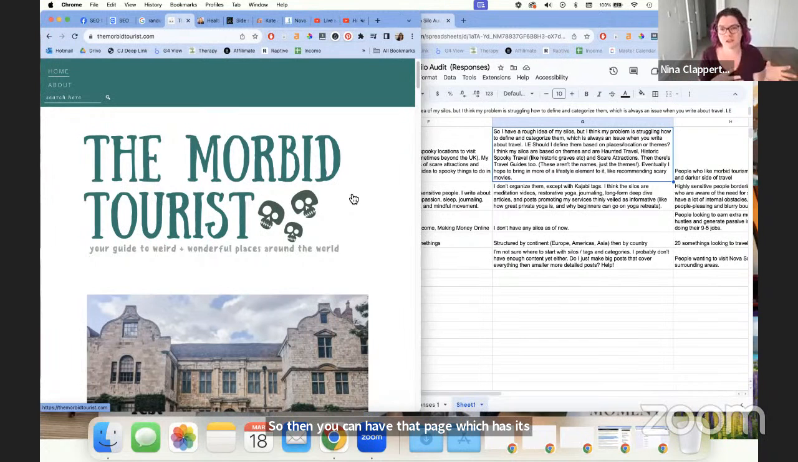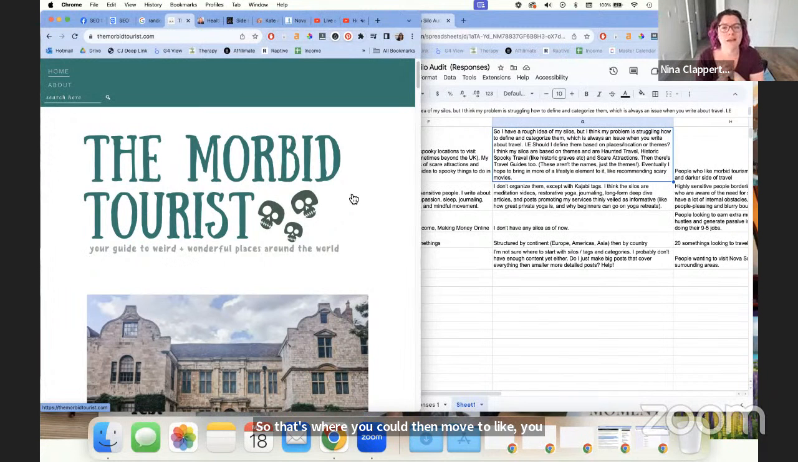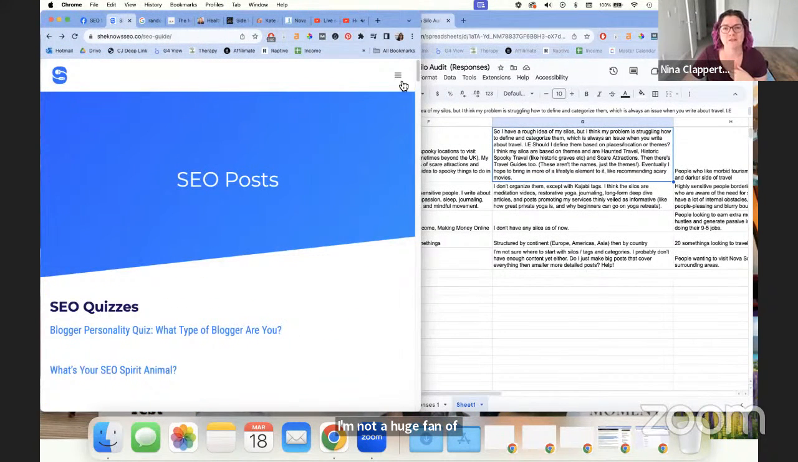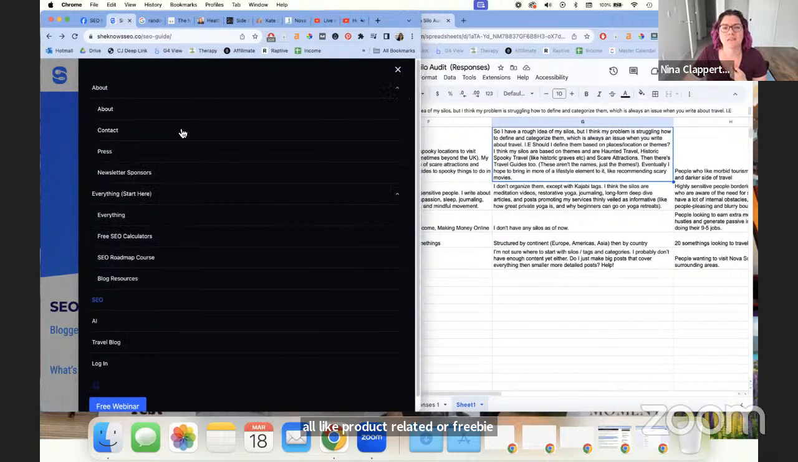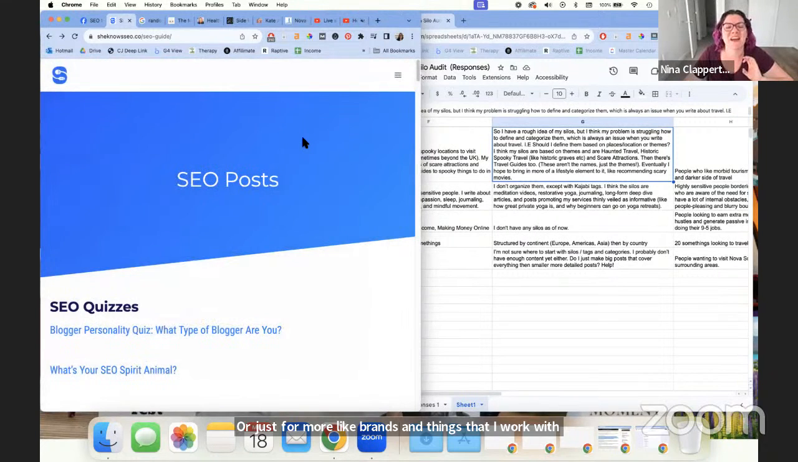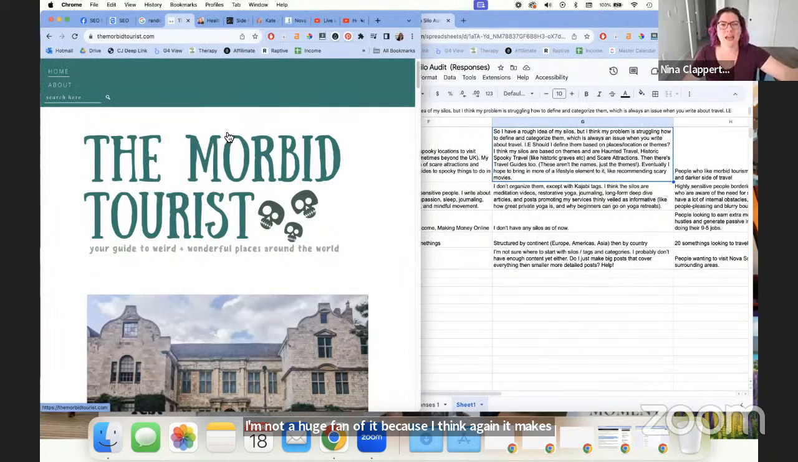On that main one that was just haunted travel, it's just going to be graves. It's just going to be museums, because it's a lot harder to keep breaking it out into subsections. So that's where you would only have haunted travel in the menu. I'm not a huge fan of drop downs. As you'll notice, even from Shino's SEO, the drop downs that I have are all product related or freebie related. And the about, the ones that I have here are just for brands and things that I work with. So not really for the user, to be honest, for work with me stuff. I'm not a huge fan of it because I think, again, it makes people need to think early on, and it makes people need to make a decision really early that is frustrating for them.